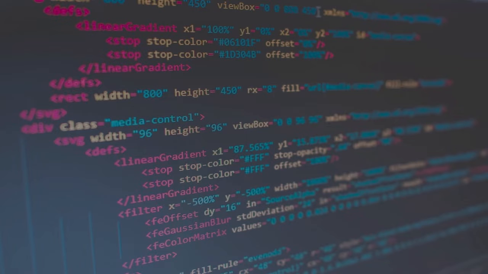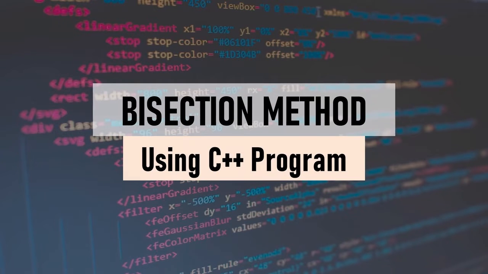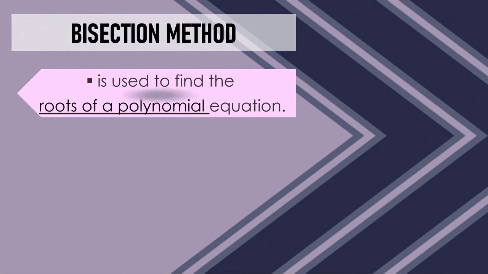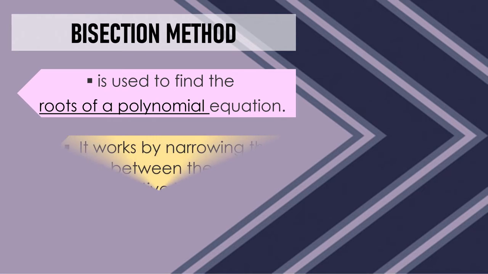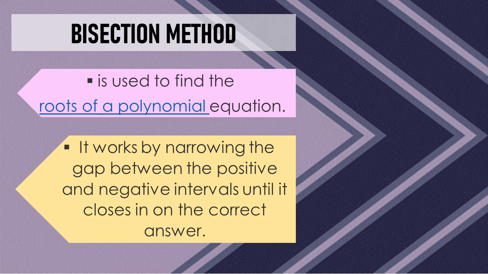We are going to explain the algorithm we made for the topic assigned to us, which is the bisection method. But let us define first this topic. Among all the numerical methods, the bisection method is the simplest one to solve the transcendental equation. The bisection method is used to find the roots of a polynomial equation. It works by narrowing the gap between the positive and negative intervals until it closes on the correct answer. It is a simple method and it is relatively slow.